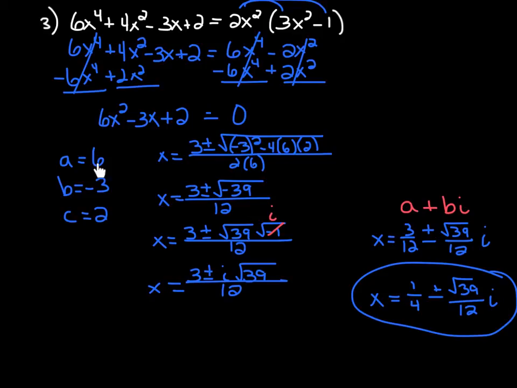Basically you're just taking these values, plugging in the quadratic formula. You should wind up with a -39 under the radical. Now, 39 actually doesn't break up, so I'm just going to break that up into radical 39, radical negative 1. So that becomes i radical 39. And then here, when you write it in a plus bi form, 3/12 simplifies to 1/4. And then we have our plus and minus radical 39/12 i. All right, hope everyone got that right.